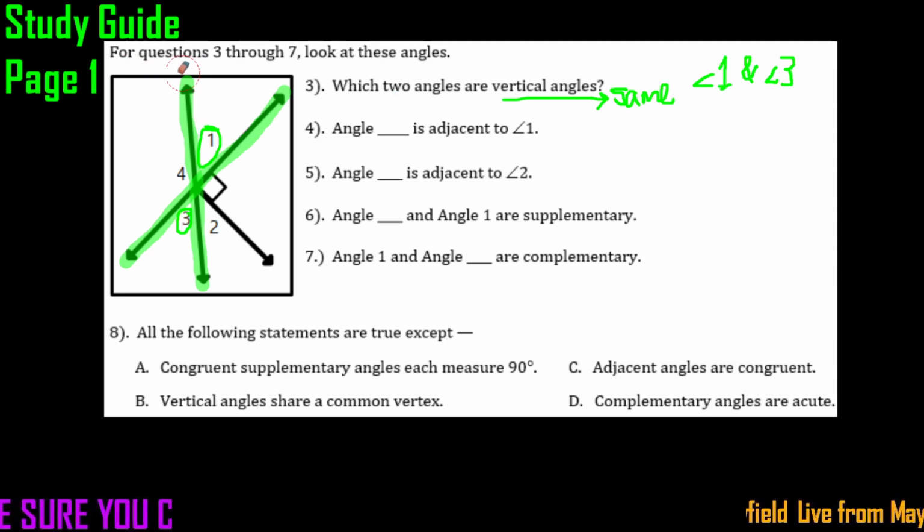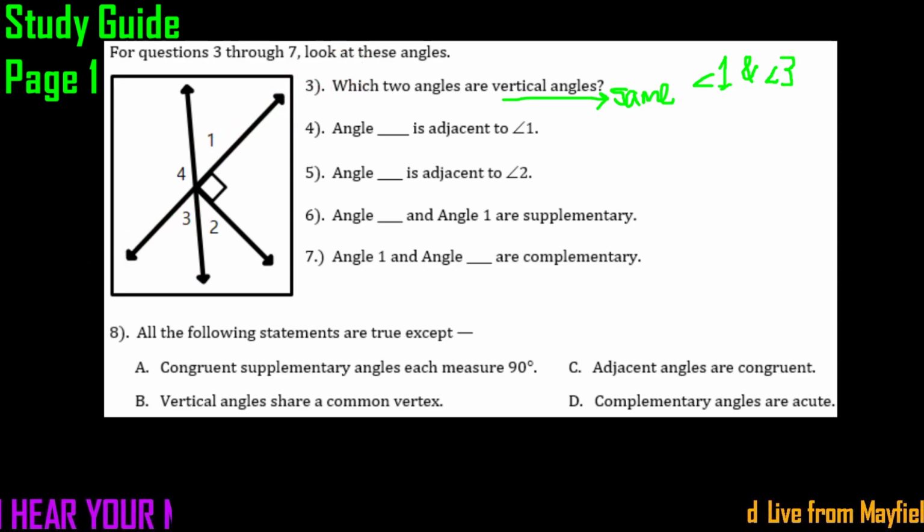For the second one, it says angle blank is adjacent to angle 1. So we're saying, what does that mean? Well, that means next to. So again, that means next to.